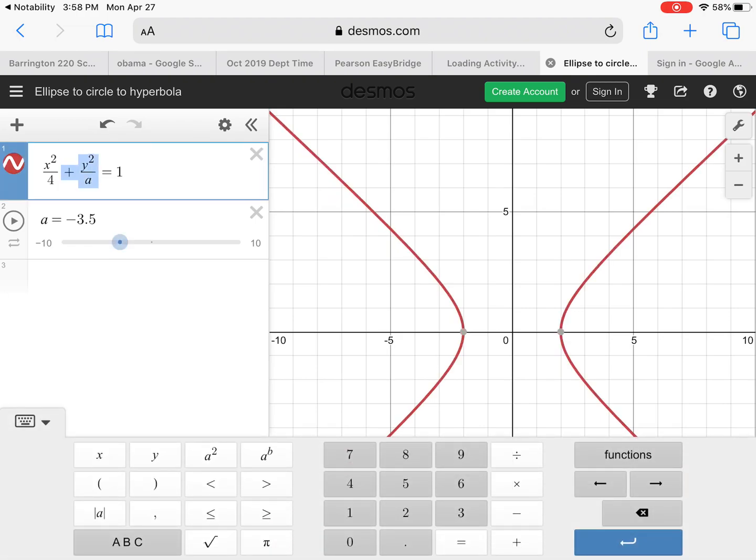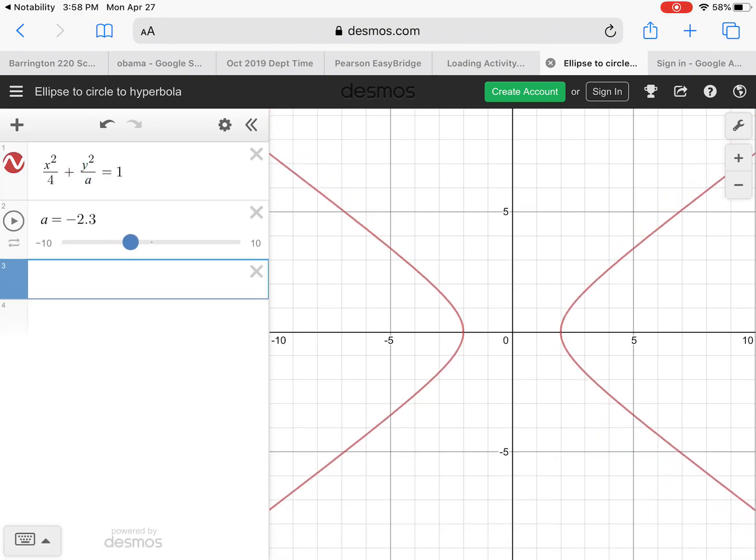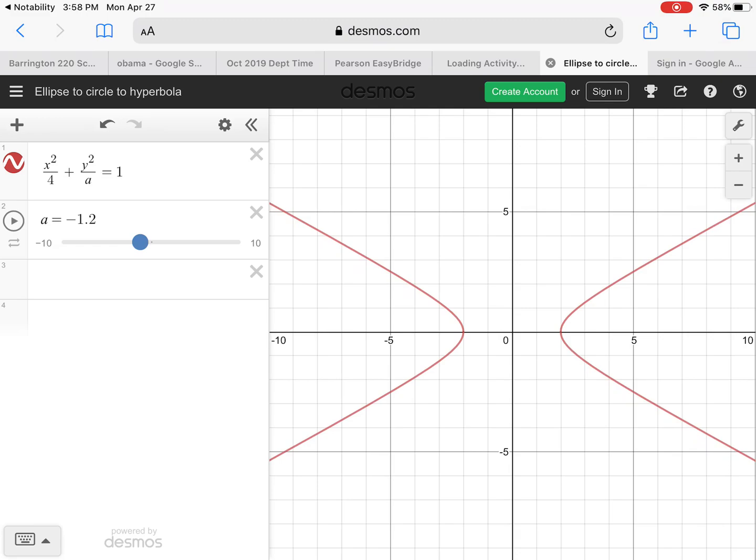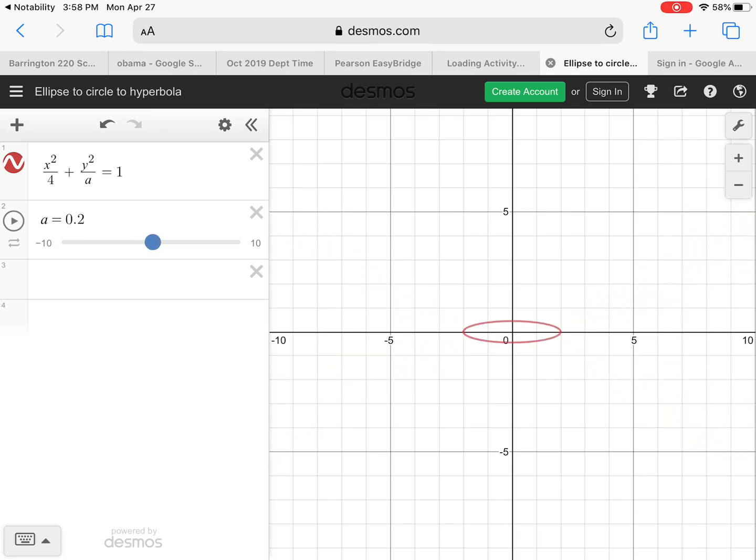Now, if you think about the fraction up here, if that a value is negative, that's actually going to make that whole fraction a subtraction. Because if I do y squared and I divide by a negative number, it's going to be the same as subtracting that value. So what I want you to think about is the fact that this negative a value that's causing this hyperbola actually equates to having a minus sign in the equation. Now, as that a value gets closer and closer to 0, we see those branches becoming more and more narrow. Once that a value actually becomes 0, the graph disappears, and that's because dividing by 0 is undefined.